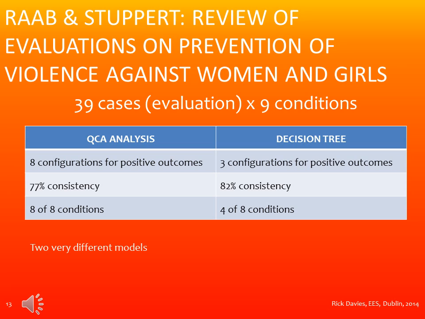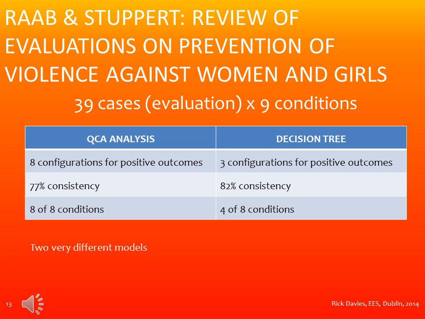The next case I want to look at is a recent review of evaluations on the prevention of violence against women and girls. Here they had 39 cases of evaluations, and they were looking at 9 conditions that might explain whether the evaluation was effective in having some effect on policy or people's understanding and practice. In this case, the QCA analysis produced 8 configurations for positive outcomes, whereas the decision tree model produced 3 configurations for the positive outcomes.